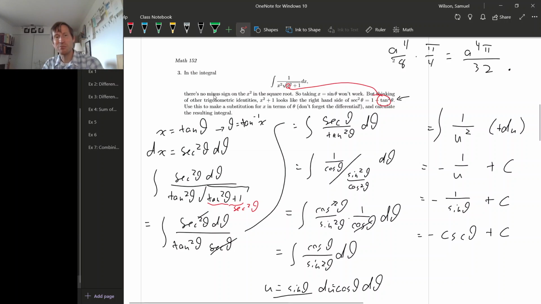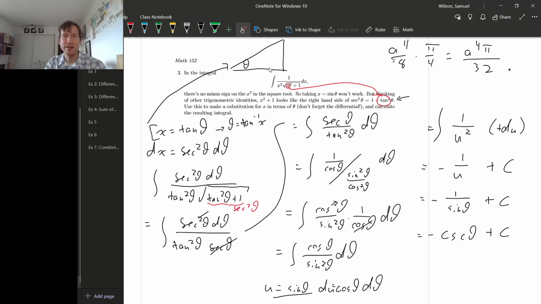So let's do what we did in previous examples and draw a right triangle for this trig substitution equation. We need an angle, so there's theta in a right triangle. x is the tangent of theta, and tangent is opposite over adjacent. So we need to put labels on the opposite and adjacent sides so that the ratio is x. And the easiest way to do that is to put x on the opposite side and 1 on the adjacent side. So now x over 1 is x.